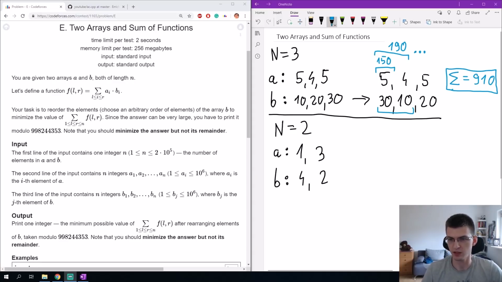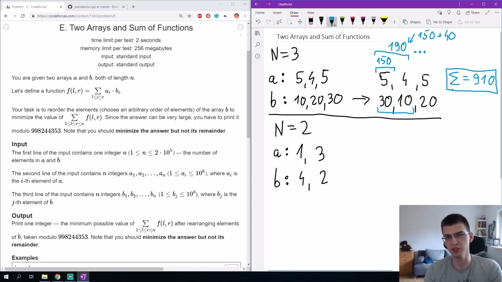We have some B, 10, 20, 30. We change the order of elements, and then for each interval, for example taking the first and second element, we compute the sum over products of corresponding elements of A and B, here 5 times 30 plus 4 times 10, and we take the sum. Here the sum would be 190, this is 150 plus 40. We compute that sum for each interval, of length 1, 2, and so on up to n, and we take the whole sum of those sums. Here we would get 910.